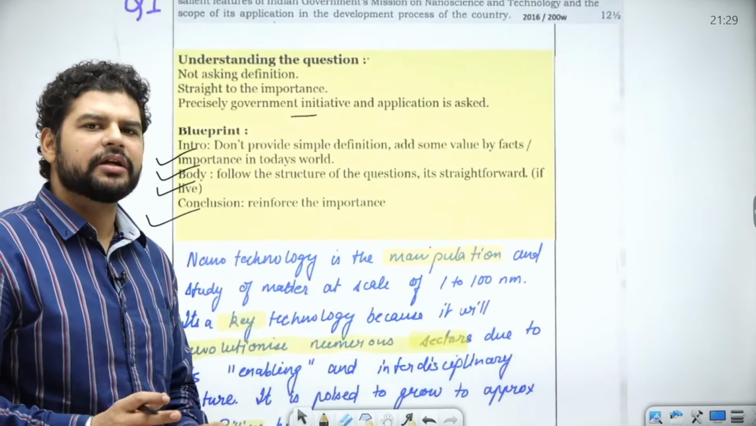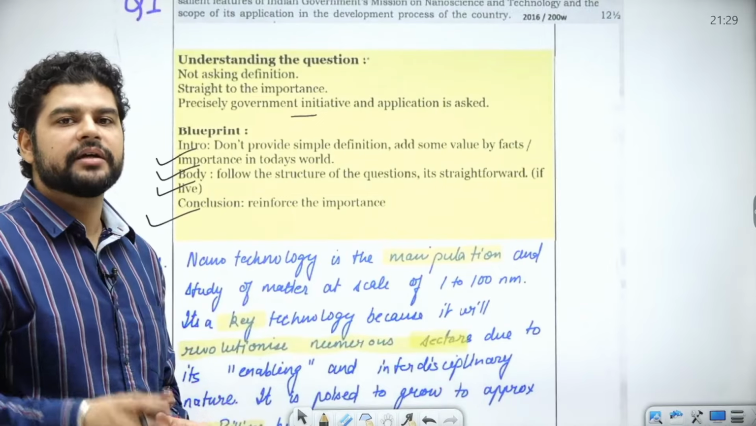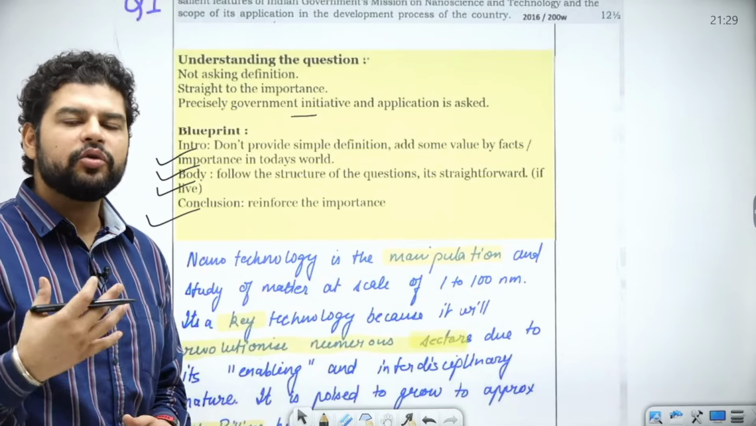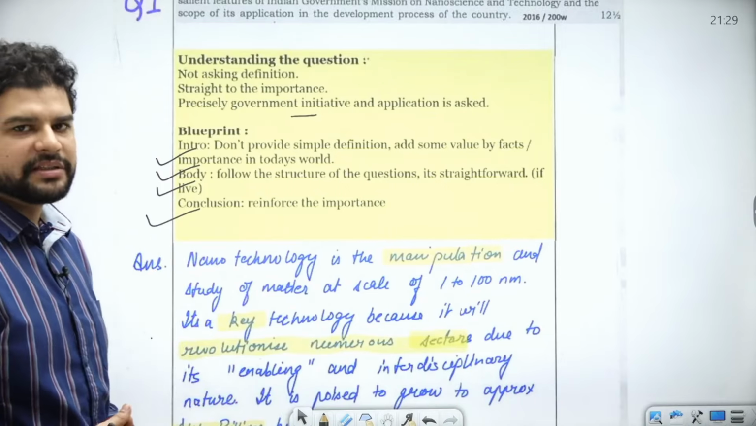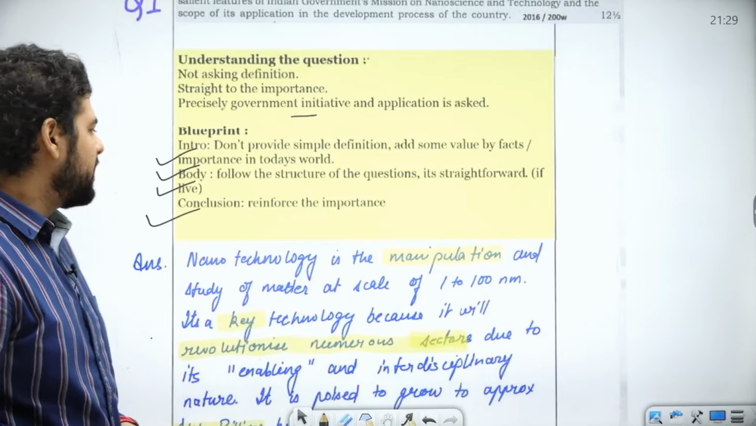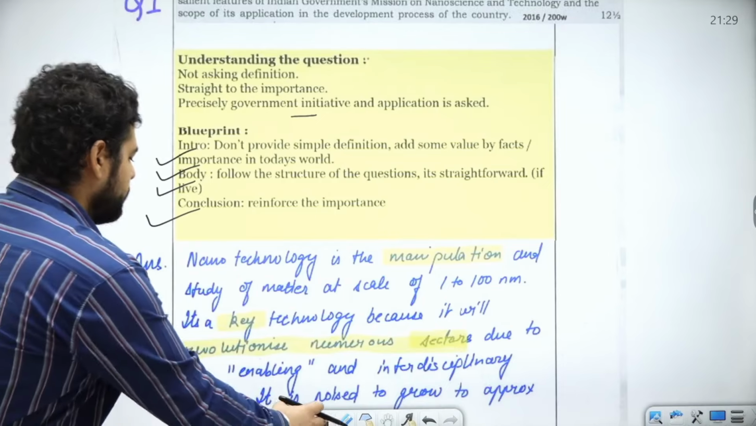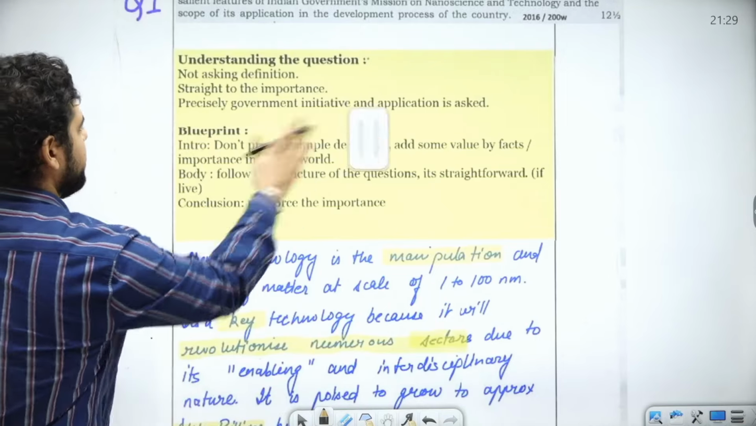It's quite straightforward. Now, if we were live, I would have asked you the structure that you think you can write, because it's a pretty straightforward question and it is a good way to practice the structuring of the answer. But we are in a recorded session, so we'll continue. In the conclusion, you reinforce the importance. So let us move to the introduction part.